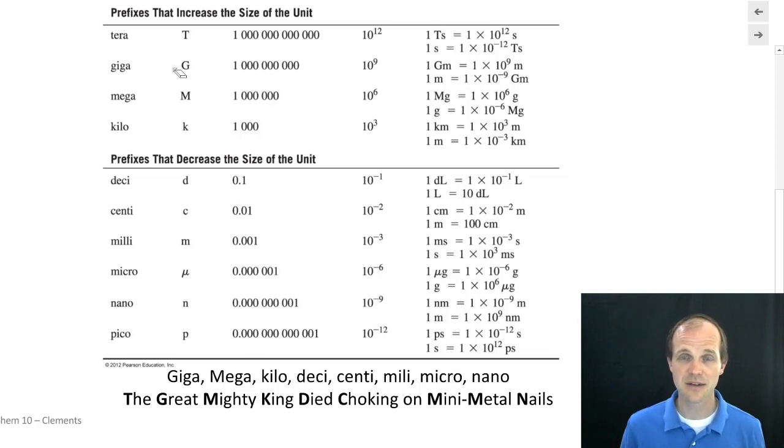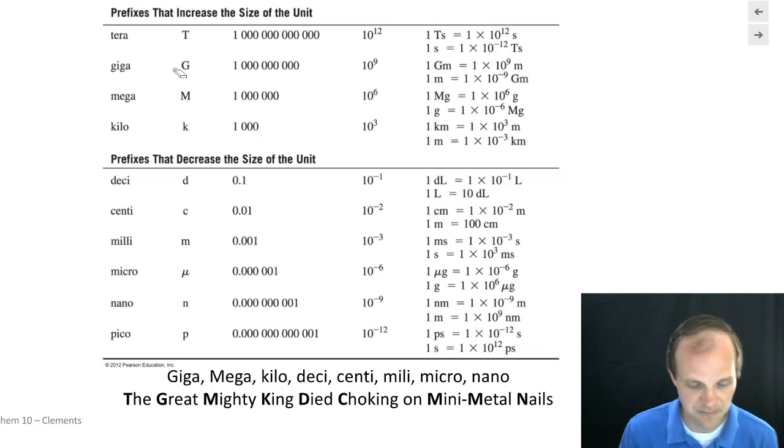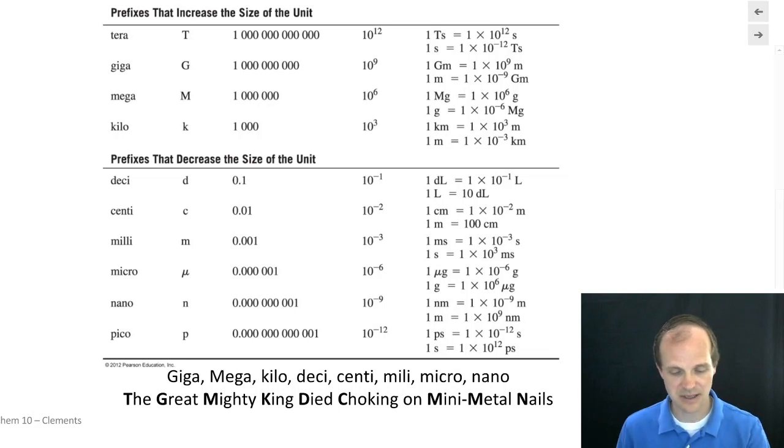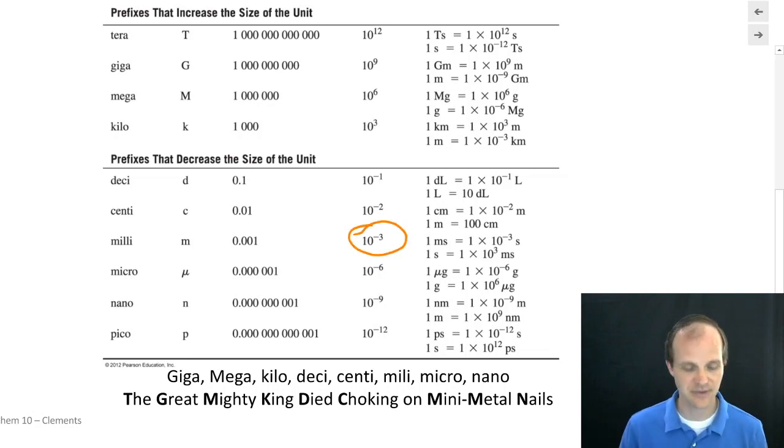For things that make a unit smaller, there is deci. We talked about that. Deci is a tenth. So if you have a decimeter, it's a tenth of a meter. If you have a decigram, it's a tenth of a gram. Centi is a hundredth. A centimeter is a hundredth of a meter. Milli is a thousandth. A milliliter is a thousandth of a liter. 10 to the minus third if you want to represent it in scientific notation.